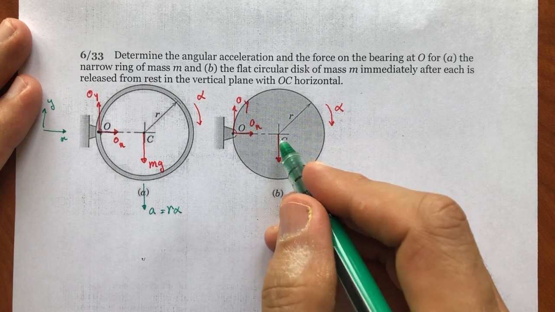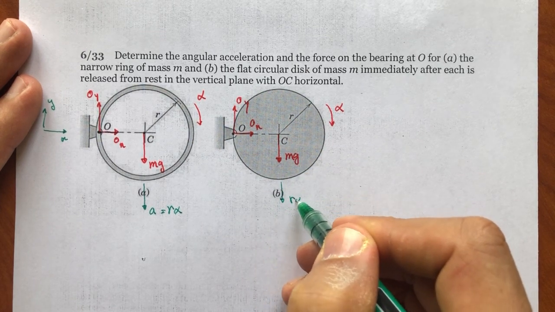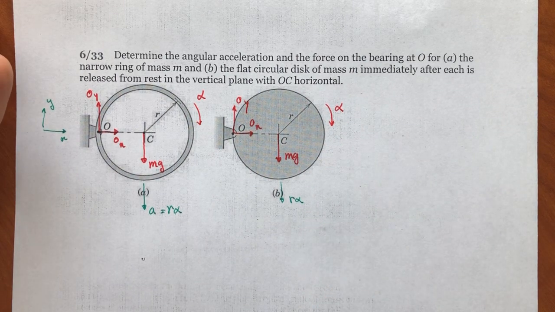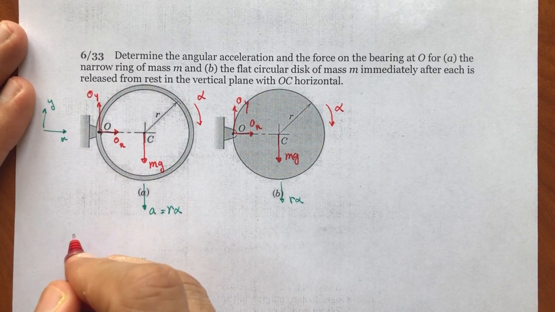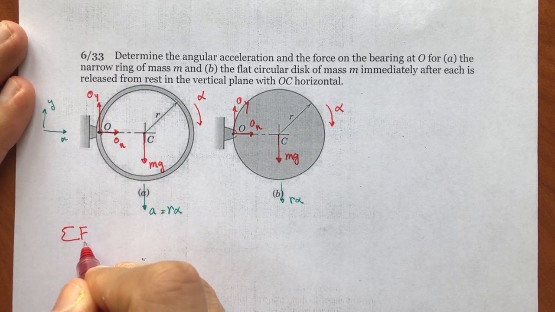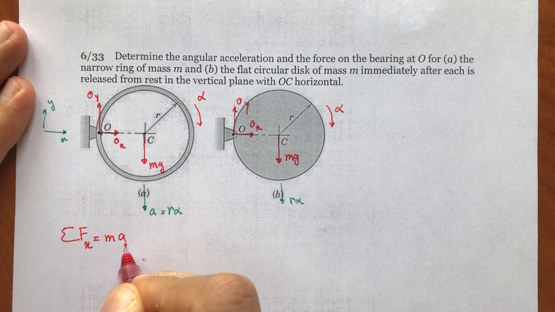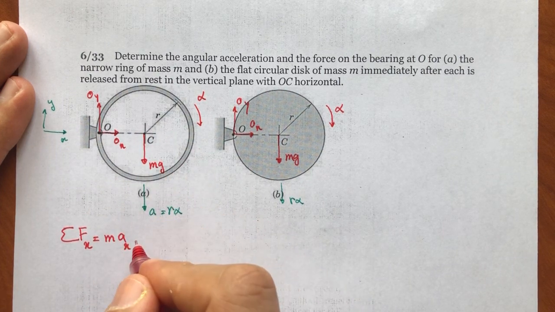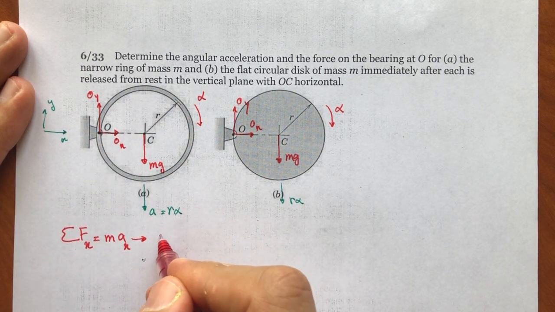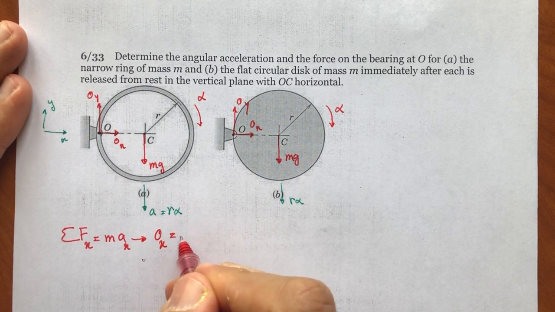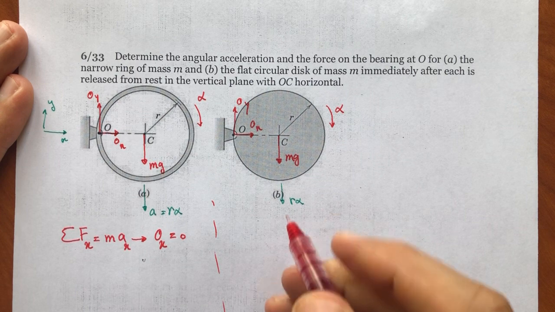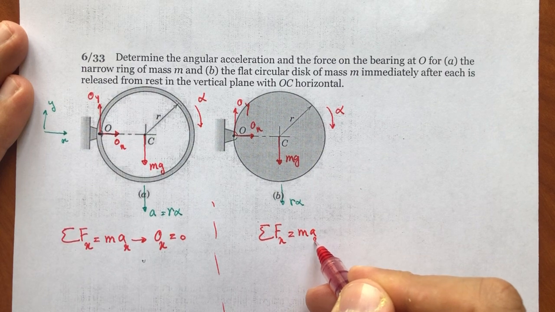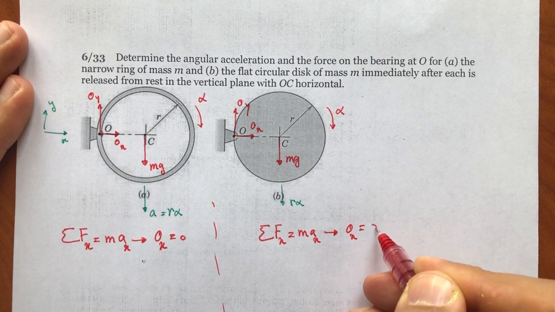Same thing goes here too. Acceleration of C is going to be just r times alpha, and it's going to be downward because we assumed alpha is clockwise. Knowing this, now we can write the equation. Sum of the forces in the x direction is equal to mass times acceleration of the centroid, which is C, in the x direction. But there is no acceleration in the x direction. So OX, which is the only force we have in the x direction, must be equal to 0. Same thing goes here too. Sum of the forces in the x direction is equal to mass times acceleration in the x direction, so OX is going to be equal to 0.